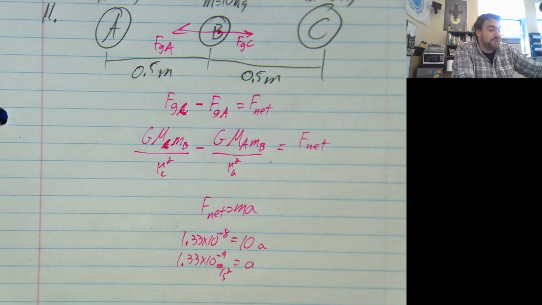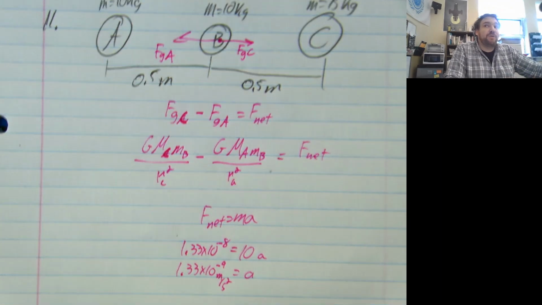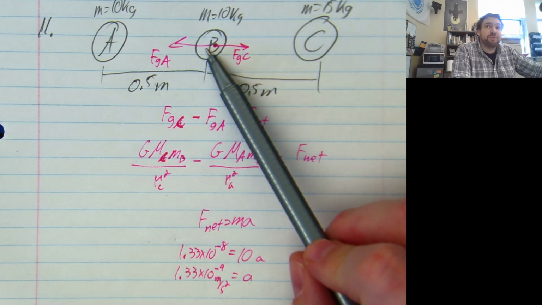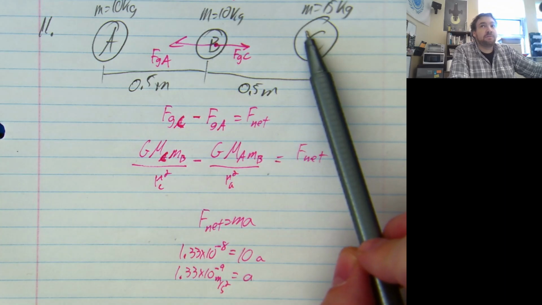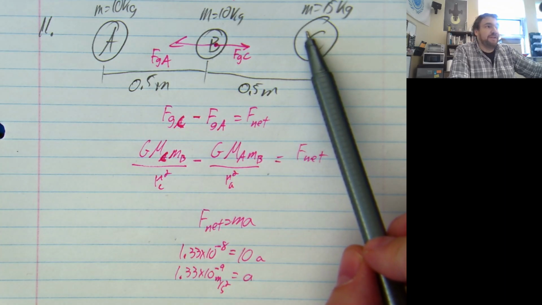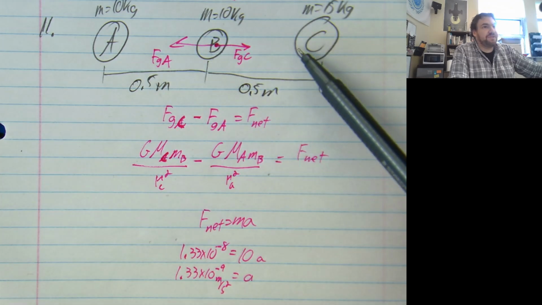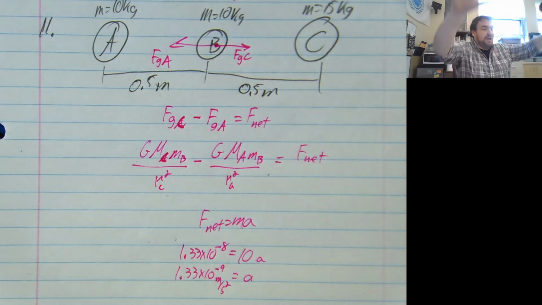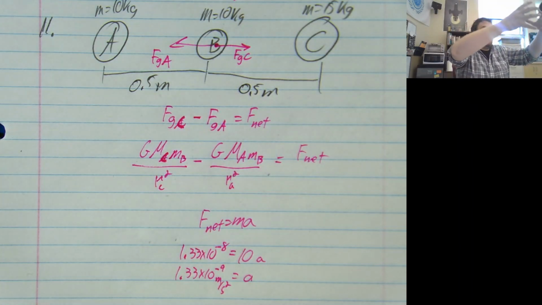If these three things were set out in space somewhere, you would start to see this thing drift towards C. But that would get complicated because A would start to drift towards C as well, and C would start to drift towards A and B. If they were just out in space, they would start to come together.